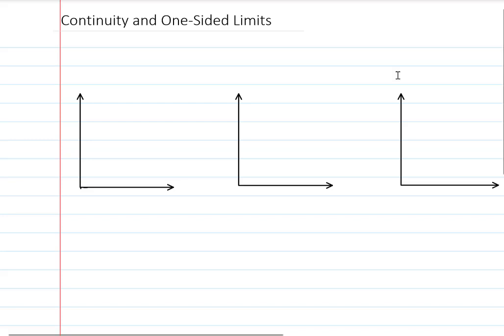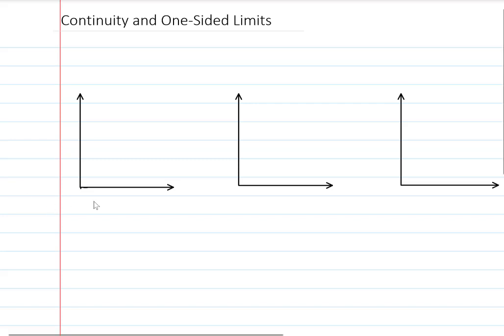So before we define continuity formally, we want to start with three examples that are going to give us the intuition for the definition of continuity. These examples are going to show you three cases in which a function is not continuous at a point.